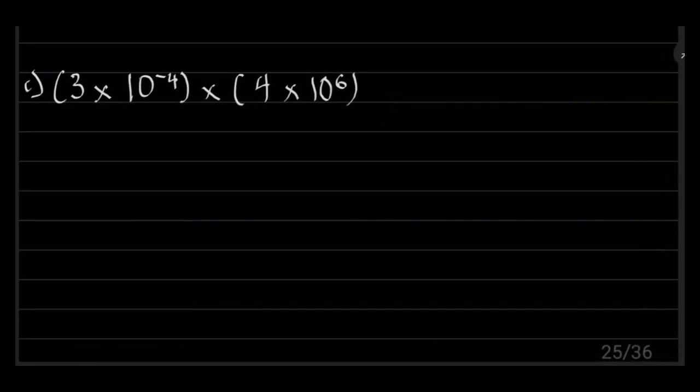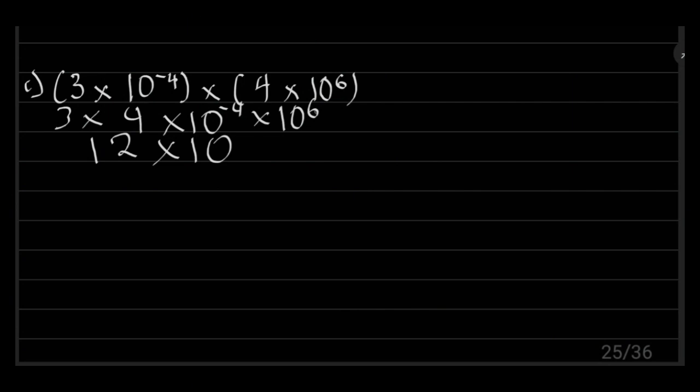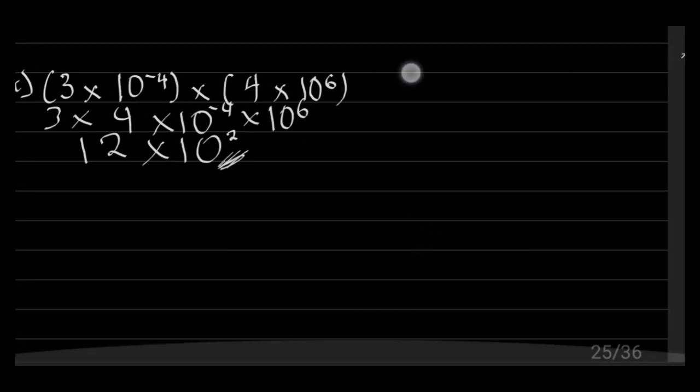Another multiplication question. We group like terms and then we multiply. So we are going to have 3 times 4 times 10 to the power negative 4 times 10 to the power 6. 3 times 4 would give us 12. Then 10 raised to the power, we are supposed to add the power since they are multiplying. That's a law of indices. So negative 4 plus 6 would give us 2. So that would be our answer.